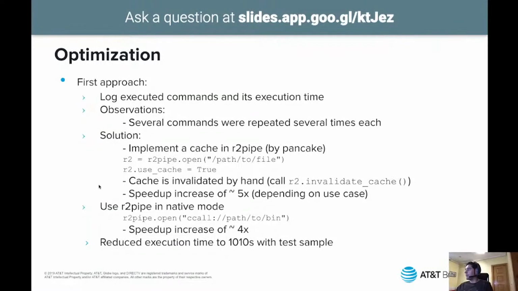And that gave us a speed up increase of about 5 times. Of course, this depends on your use case of R2pipe. In my use case, I was repeating commands about 5 times each, and that's why you see that increase. But yeah, another thing I did, unrelated to the log file previously mentioned, was to use R2pipe in native mode.